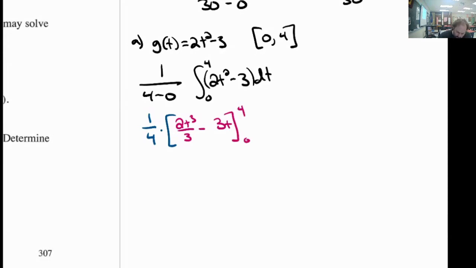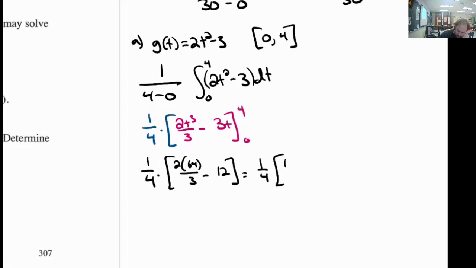So, let's leave the 1/4 out here in front. If we plug a 4 in, 4 to the third power is 64, so 2 times that is 128 over 3 minus 12, which is minus 36 over 3. But at this point, I'm just going to grab the calculator and chunk it out real quick.